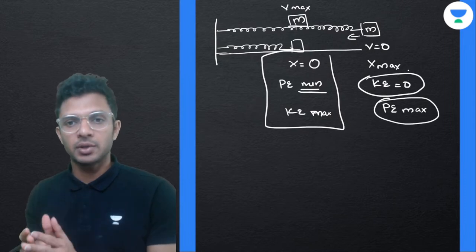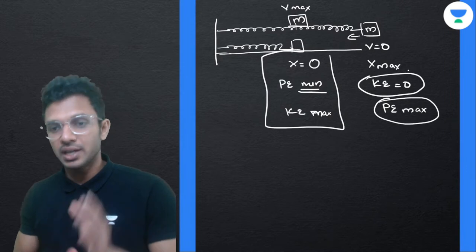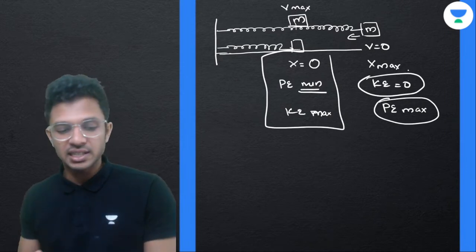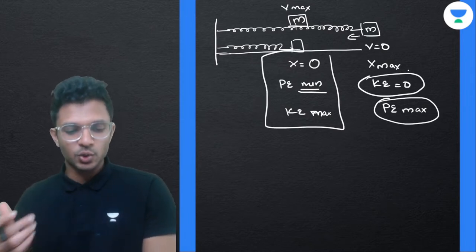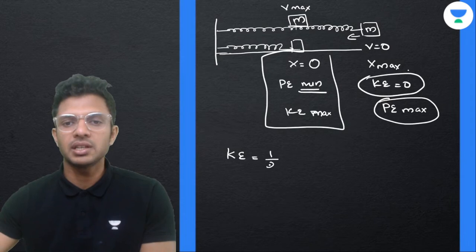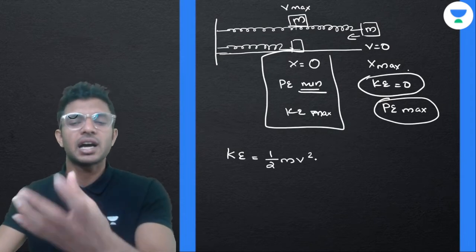Now, I hope you all got the concept still here. Matlab kinetic energy and potential energy ka variation. Theek hai. But this is not enough. We need the exact and specific formula also for kinetic and potential energy at each point. Theek hai. To hum ja rahe, hum kar rahe. So, first we will start with finding out the value for kinetic energy. Simple kinetic energy ka formula, which is half mv square.